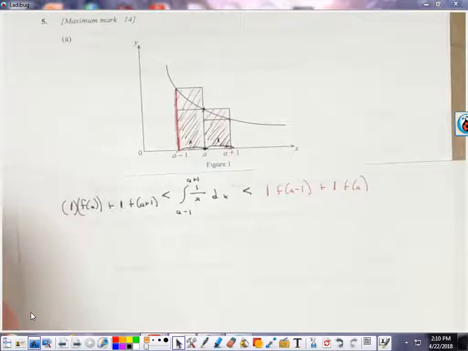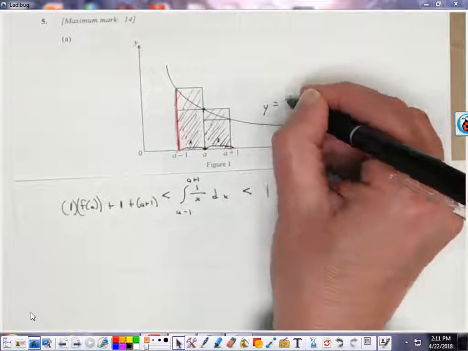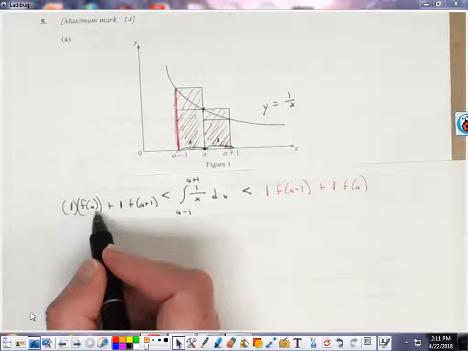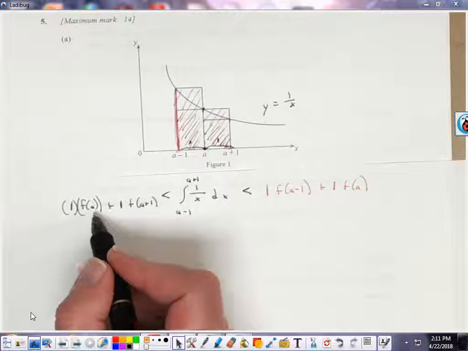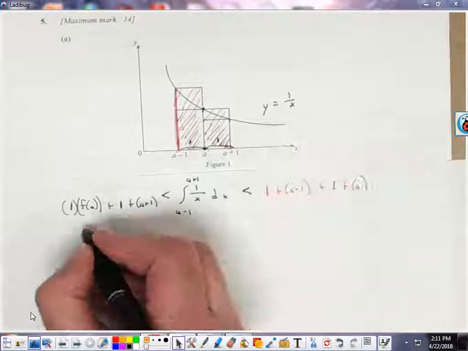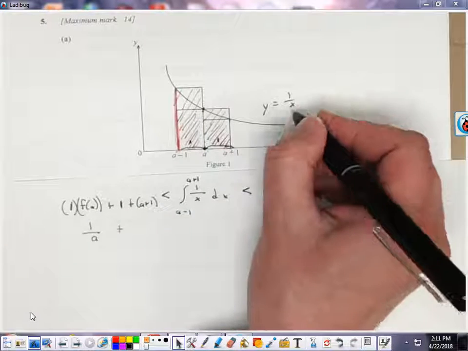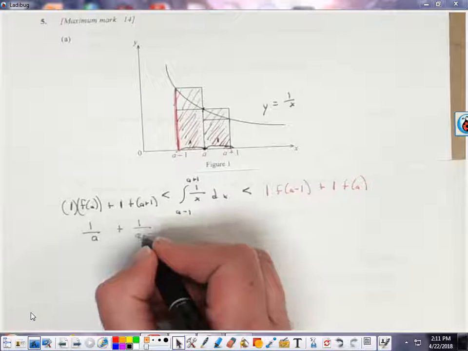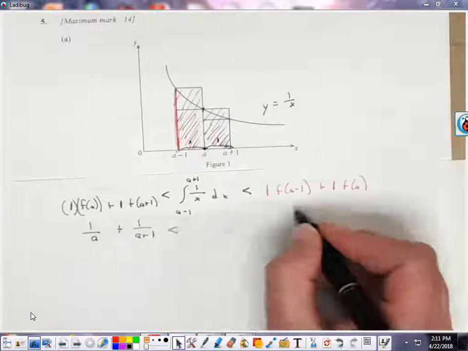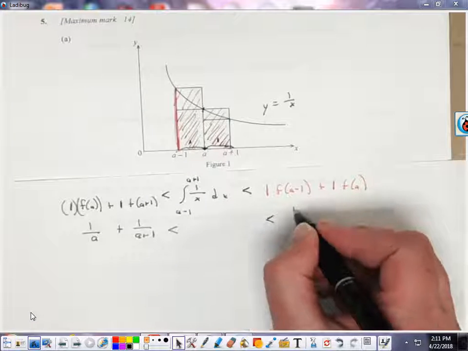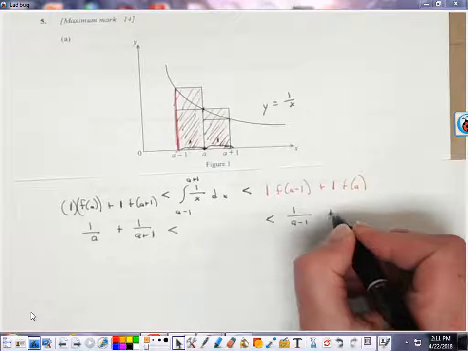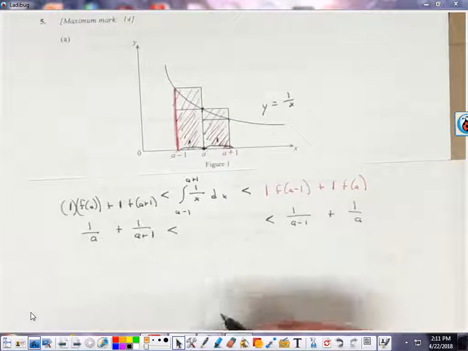Now, since we know that this function is 1 over x, then how tall it is at f of a is 1 over, just put in a. So this would be 1 over a times 1, 1 times 1 over a plus 1. Similarly, over here, 1 over a minus 1, 1 over a.